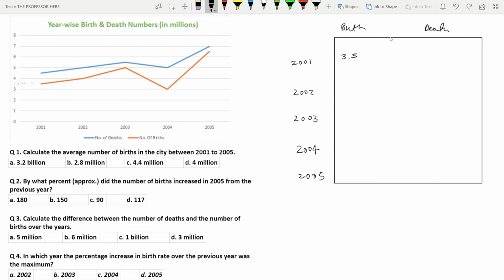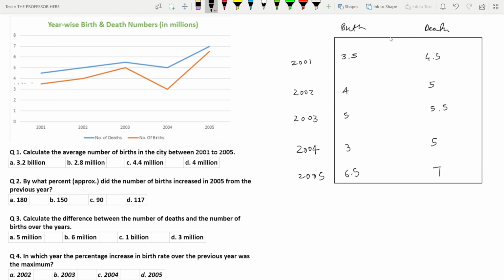In 2002 it rises up to 4 million. In 2003 it rises to 5 million. In 2004 it decreases to 3 million, and in 2005 it goes up to 6.5 million. Now let's fill up the death column, which is represented by the blue line. In 2001 it is 4.5, 2002 it is 5, 2003 it is 5.5, in 2004 it becomes 5, and in 2005 it rises up to 7. So all the available data from the line chart has been converted into a table.